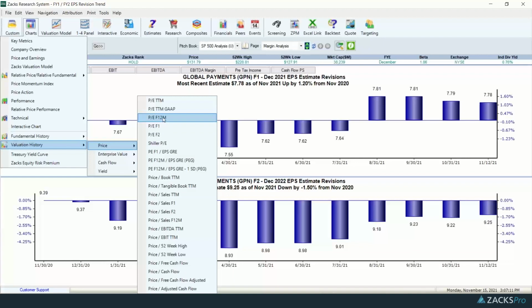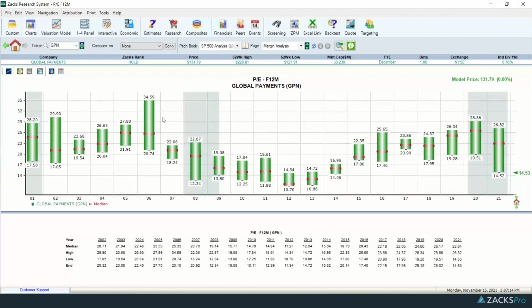So when you come in here to valuation history, price PE F12M, we'll just start up here with Global Payments. What I want to do is pay particular attention to what happened pre-COVID relative to valuations post-COVID and kind of where we're at right now. So you can see the collapse, or the valuation compression, in Global Payments, putting us right here at about a 14.5 PE. And you can see that our model price of 131.79 equals the actual price, right? So the idea is we would be able to hypothetically move this PE ratio up and down using this arrow tool, and it'll give us a revised model price and an appreciation potential here.